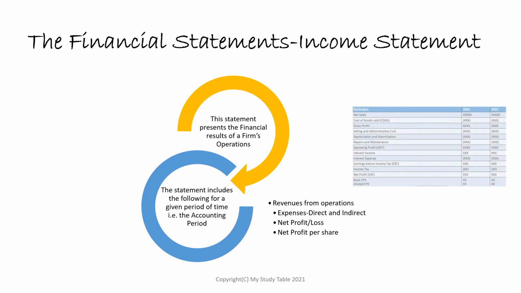Now let's understand the income statement or the earnings statement. The operating performance of companies is measured by its success in generating earnings, that is the bottom line. This is what we read in an income or an earnings statement. The income statement presents the company's revenues, direct and indirect expenses, and the net profit for an accounting period, as well as the net profit per share, which is the EPS.